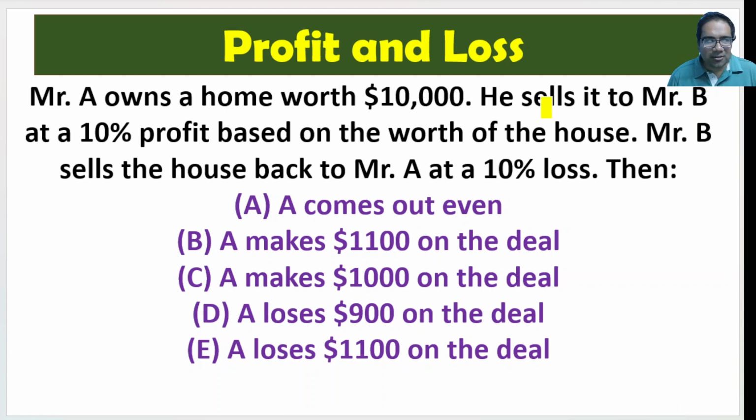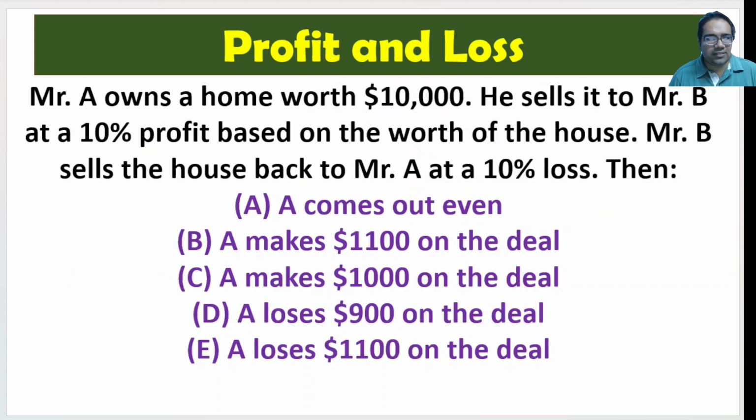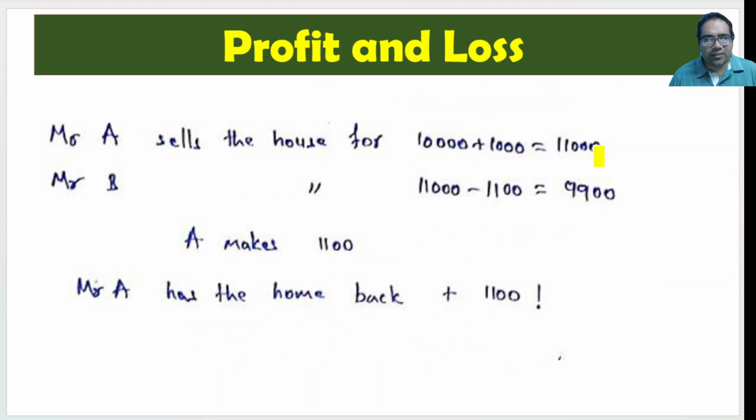This looks a little tricky because it is the same house and Mr. A sold it for profit and B sold it for loss. Right. But we should not keep our fundamentals disturbed because of the wording of the problem. So here Mr. A is selling it at 10,000 plus 10% profit, which is 11,000, right? And Mr. B purchased at 11,000 and he is selling at 10% loss. That means he sold it for 9,900, right? So A in this entire process made a profit of 1100.